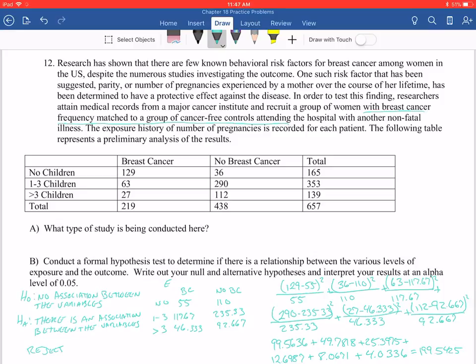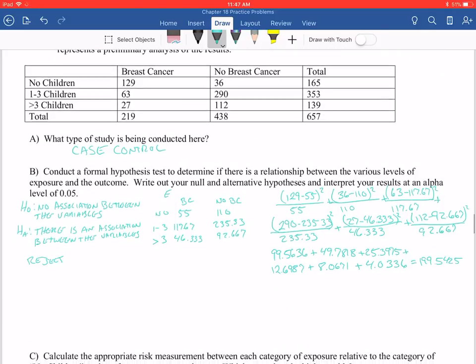So as you can see, when you have a group of women with breast cancer matched frequently to cancer-free controls, so you have a case to a control, this is a case-control study.